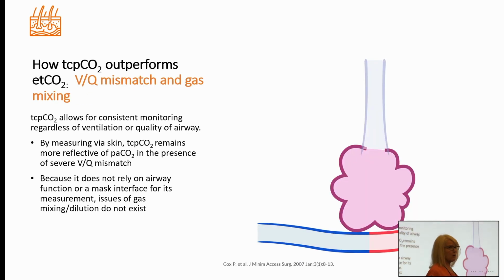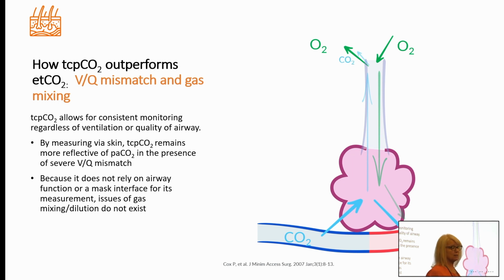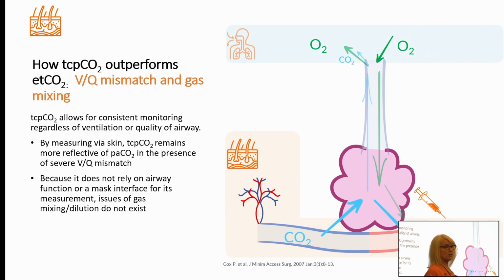Now you guys are probably missing the VQ mismatch slide, so here we go. We're going to take a look at how transcutaneous performs better in patients who have a VQ mismatch. So this is the illustration of a reduced airflow example. Oxygen's coming in, but it's not coming in that great, and CO2 is being released, but it's not being released that great. Well, when we measure the patient's exhaled CO2, we're not getting an accurate value because we're measuring at the airway.